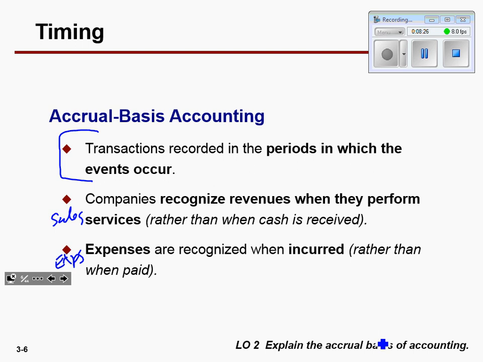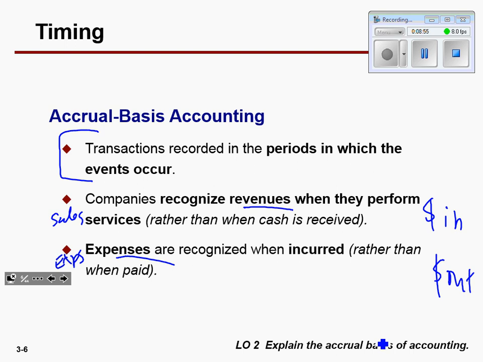Companies recognize revenue when they perform the service rather than waiting for cash. And we record expenses when they happen rather than when they're paid. So it's all happening real time. Accrual is happening real time, whether cash is on the table or not. And that's money in or money out.